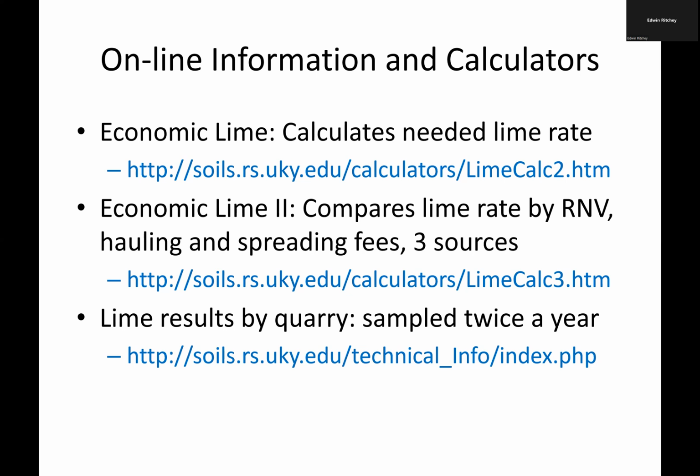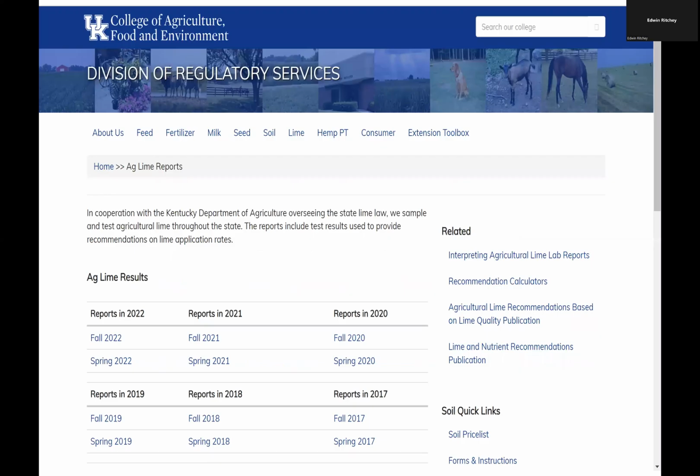And then the one that I get questions on every year is the quarry results. If they don't get out soon enough, I get phone calls. These are sampled twice a year by the state and posted at the Regulatory Services page. Here's a screenshot of where you would see that. You can click on the year result that you're looking for, all of 2022, and going back to what I already showed you, we have the Rogers Group, Lafarge, and then Bourbon Limestone.